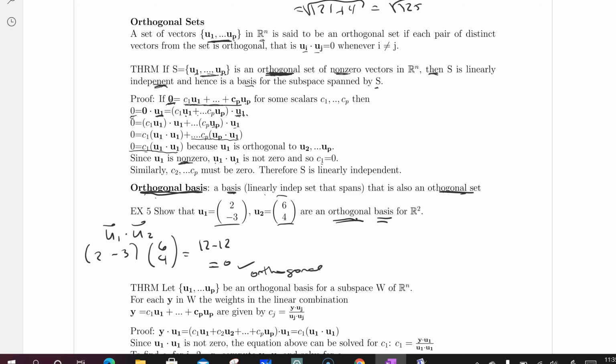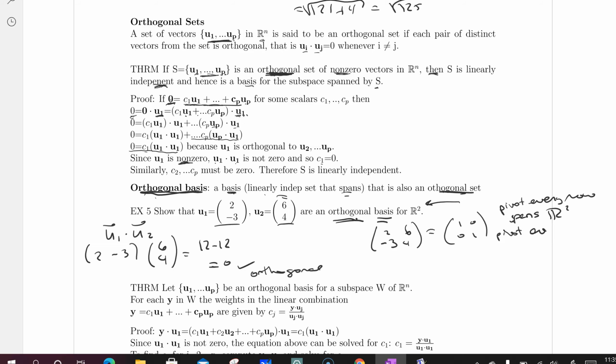Okay, so what else do I need? A linearly independent set that spans. So I'm going to put these two vectors into a matrix, and it spans R2, right? I'm going to do the row echelon thing on my calculator. I get this. So I see a pivot in every row. That means it spans R2.